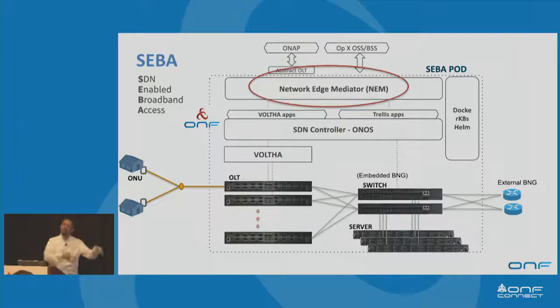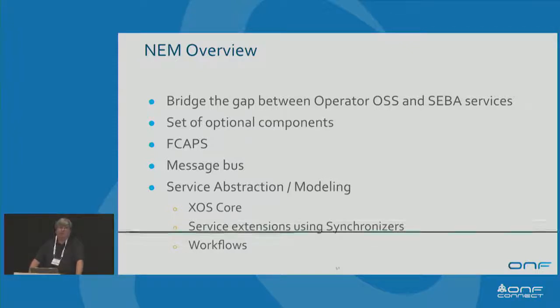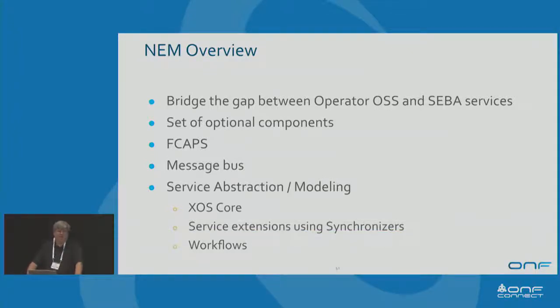But right now, we're going to return to the implementation, and so I'm going to hand over to Scott, who's going to tell you a lot more about the Network Edge Mediator. Now the NEM, its job, as we alluded to earlier in the first presentation, is to bridge the gap between the operator's systems and the SEBA pod. So the operator may have certain OSS systems that they use. In AT&T, ONAP is one example. And the NEM layer is the top layer of the SEBA pod, which provides a convenient interface for these operators to use to manage the pod.